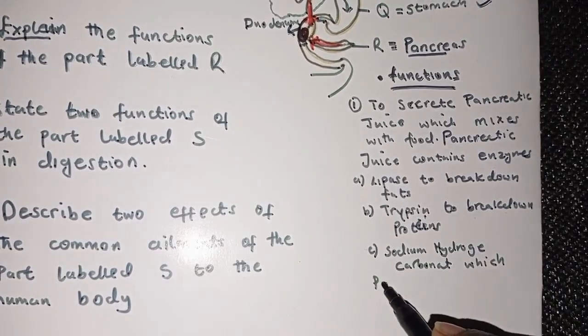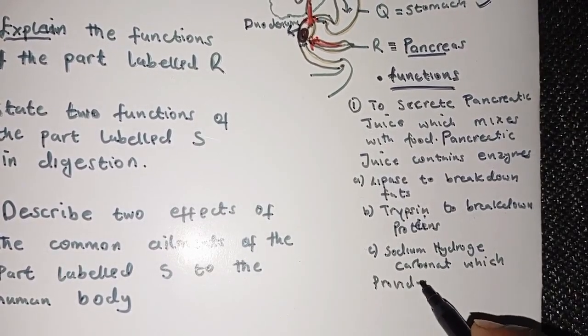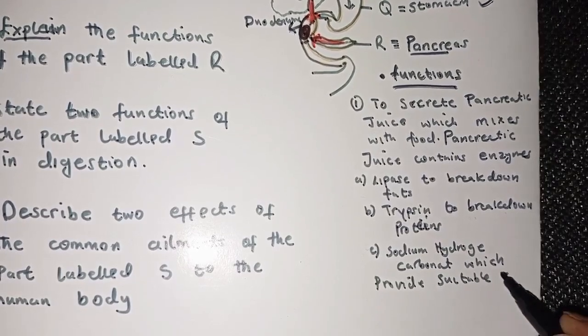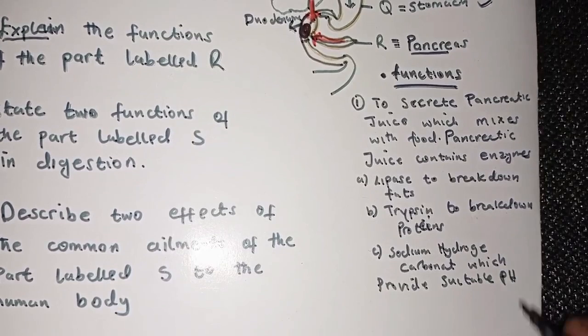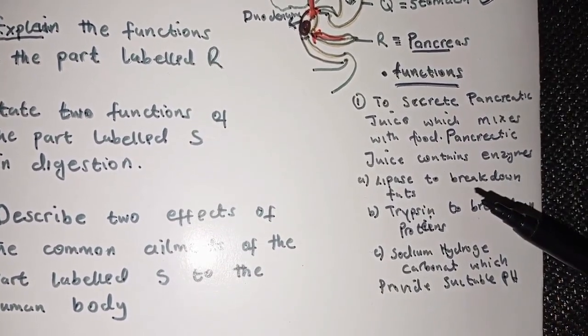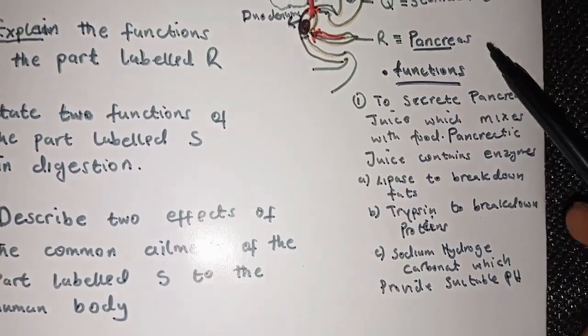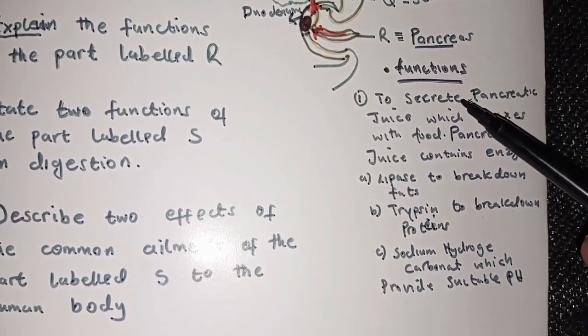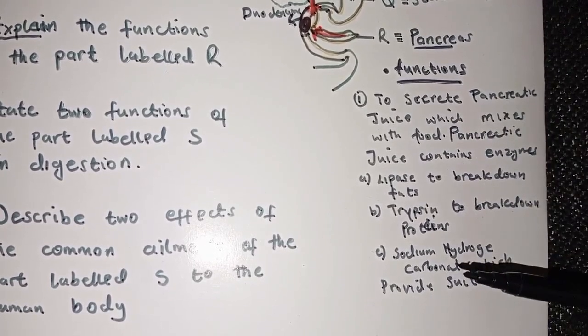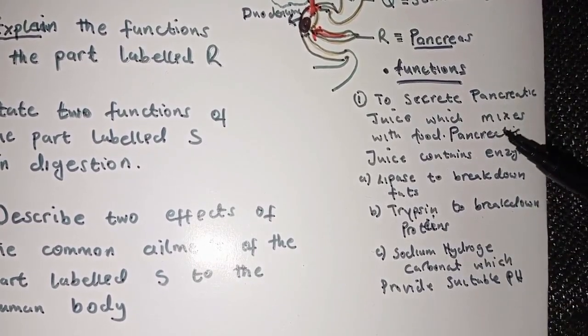Which provides suitable pH. Okay, so all these things are found in this pancreatic juice, which is secreted. Now, there are many functions that the pancreas does that are not even related to digestion, but here I've just had to stick to the ones that are related to digestion.